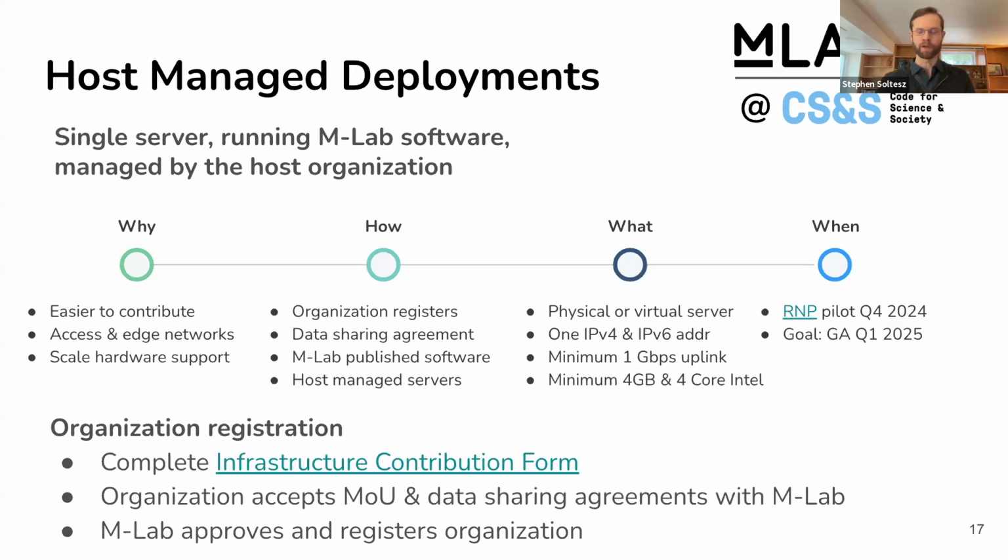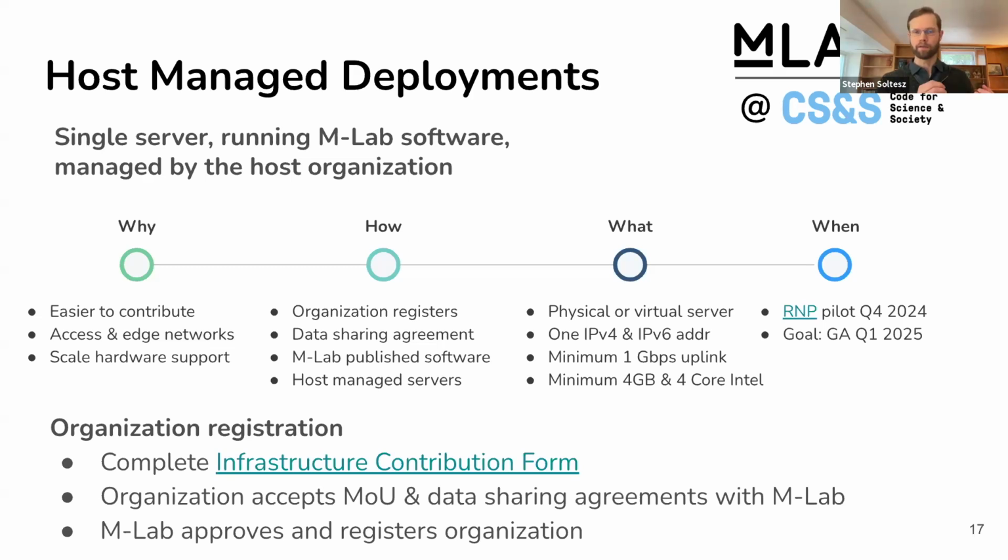How does this work? An organization would register with MLab by first completing the infrastructure contribution form, reviewing and accepting an MOU and data sharing agreement with MLab, and then MLab approving and finally registering the organization within MLab's platform. Practically, this is any physical or virtual server, a single IPv4 and IPv6 address, a minimum of 1 gigabit uplink, and again, a minimum of 4 gigs and 4 cores. Because populations and population capability and frequency varies, those minimums may not be appropriate at all locations. So where you would be contributing infrastructure would be part of what MLab is considering and approving.